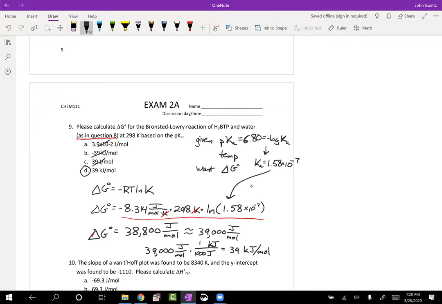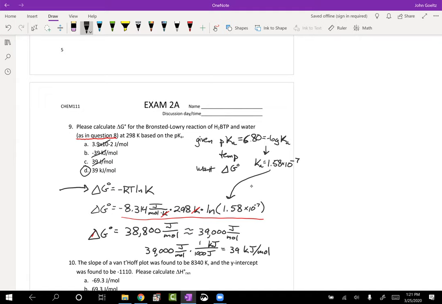What questions do you have? What thoughts do you have on this question, which is essentially trying to assess whether you can use this equation right here, the one I'm drawing an arrow to. So why is the answer not C? The answer is not C because the math gave me 39,000 joules per mole, which is not the same as 39 joules per mole.